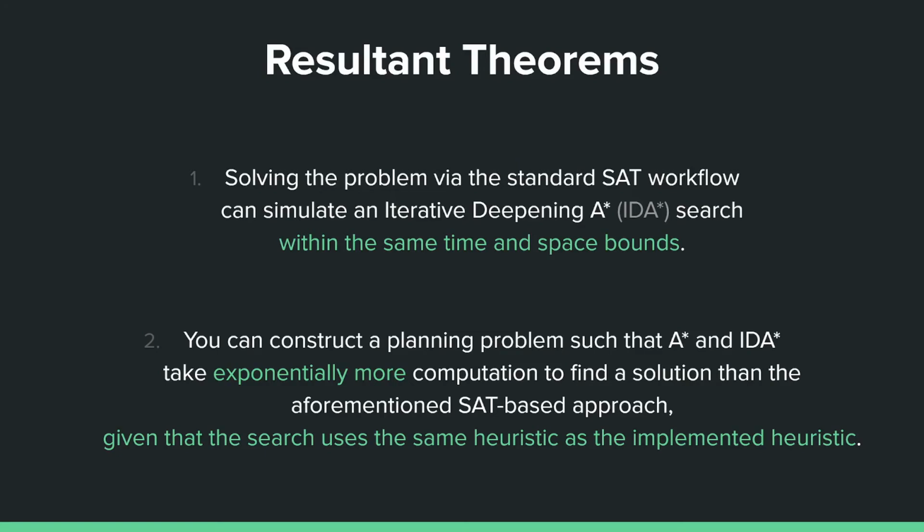One important theorem that arises from this work is that if a heuristic has been implemented in this way, solving the problem by the standard SAT workflow can simulate the iterative deepening A-star search within the same time and space bounds. This is due to unit propagation providing earlier backtracking than is possible with IDA star. He also shows that it's possible to construct a planning problem such that A star and IDA star take exponentially more computation to find a solution than the set-based approach, given that the search uses the same heuristic as the implemented heuristic. We'll revisit this later.